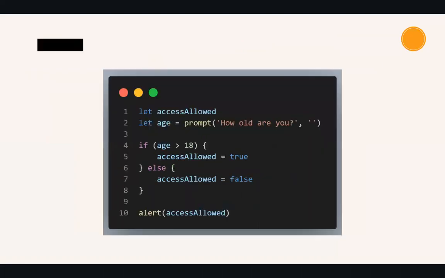So we had this access allowed example. We have the user enter their age, and if their age was greater than 18, we allow them access. Else, if their age wasn't greater than 18, it means their age is obviously less than 18, so then we deny them access.